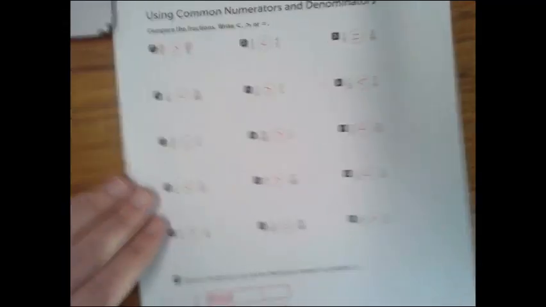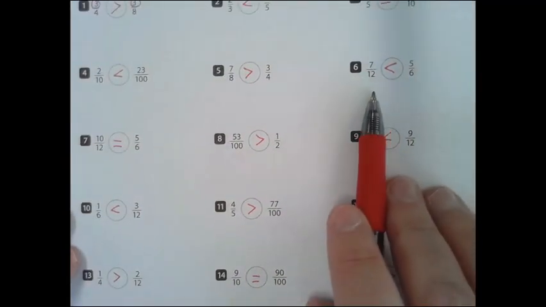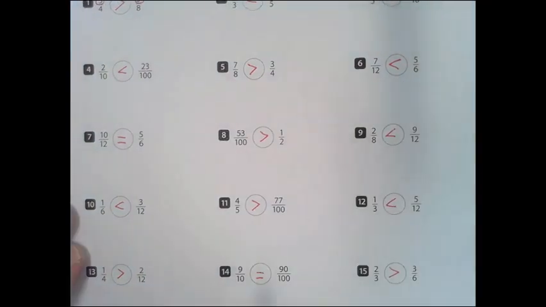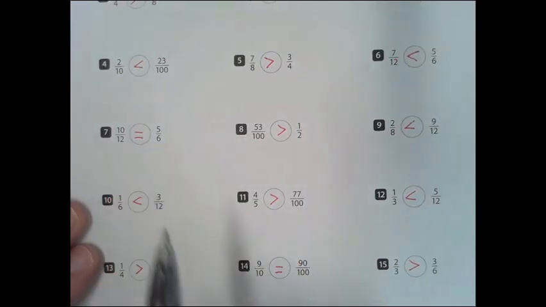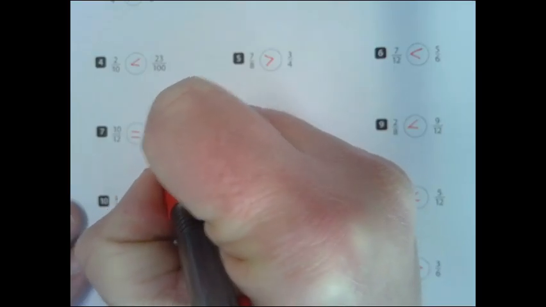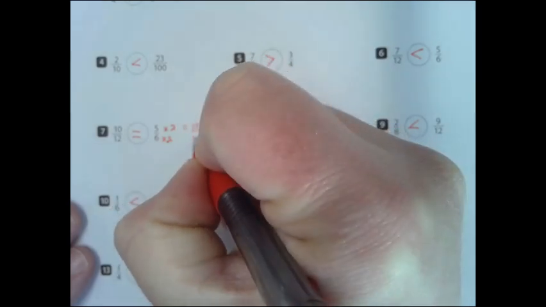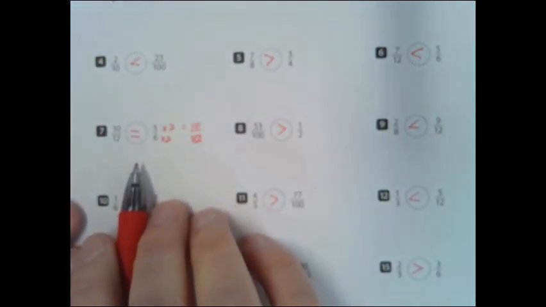All right, welcome back. So for number 6, 7/12 is less than 5/6. Okay, so that's that. Number 7, 10/12 is equal to 5/6, and that one is easy to talk through because we can multiply the top and the bottom by 2. That'll get us 10/12, not 10/10, 10/12, right? So again, these are equal.